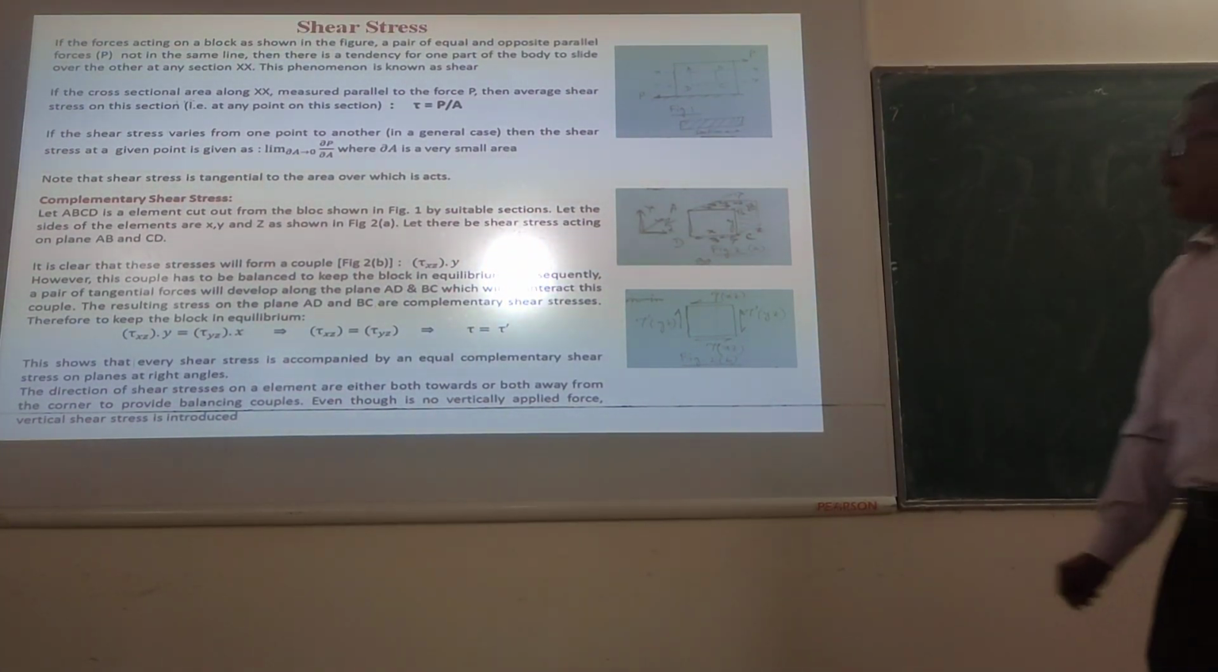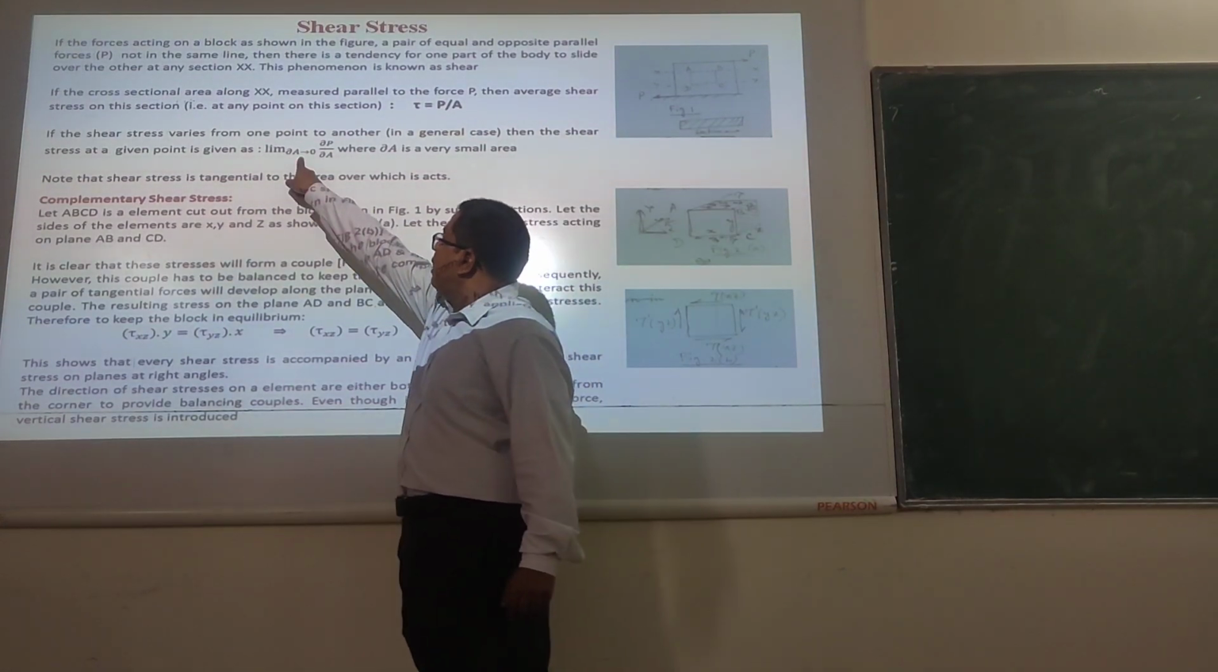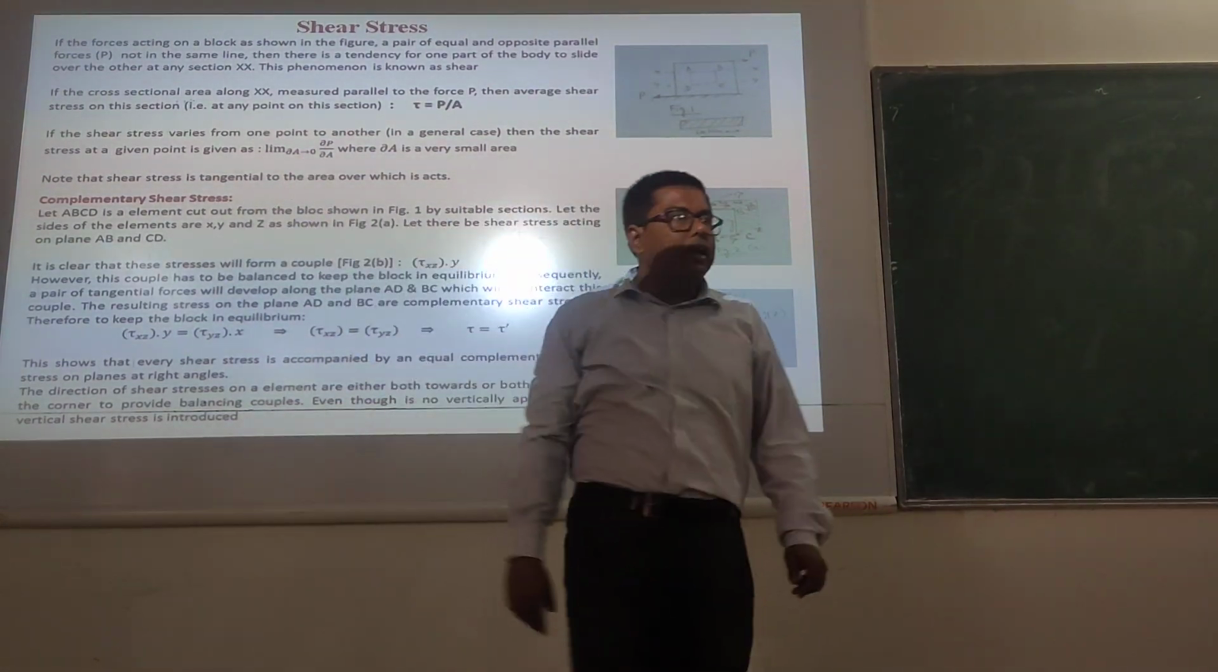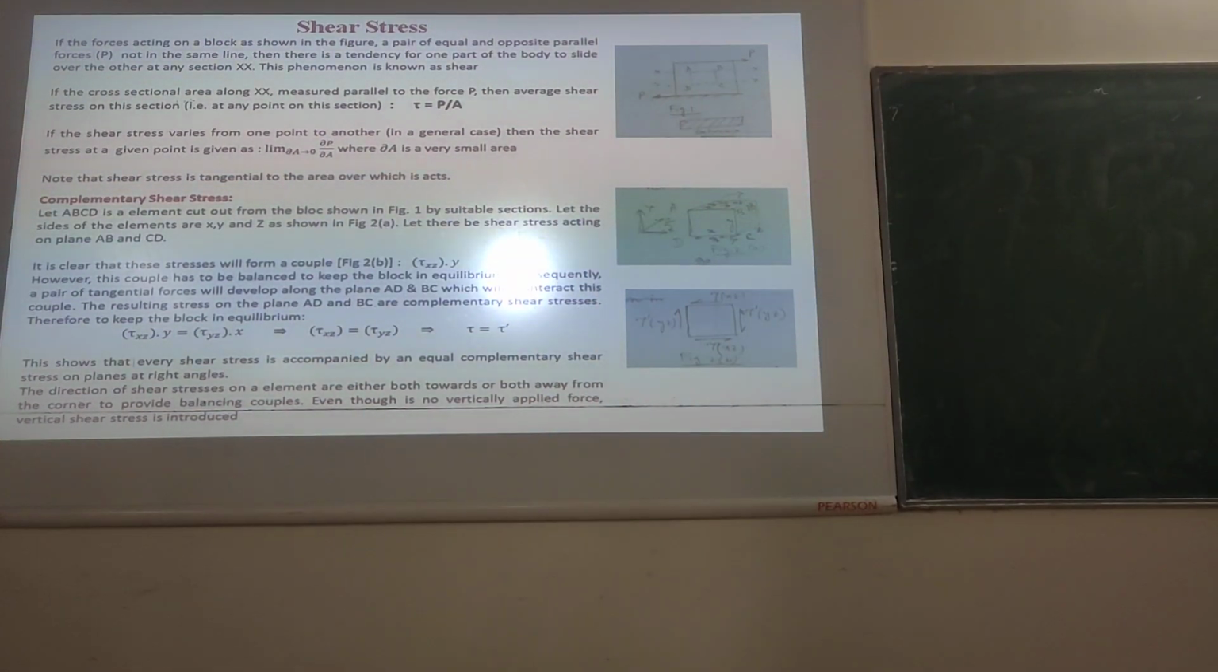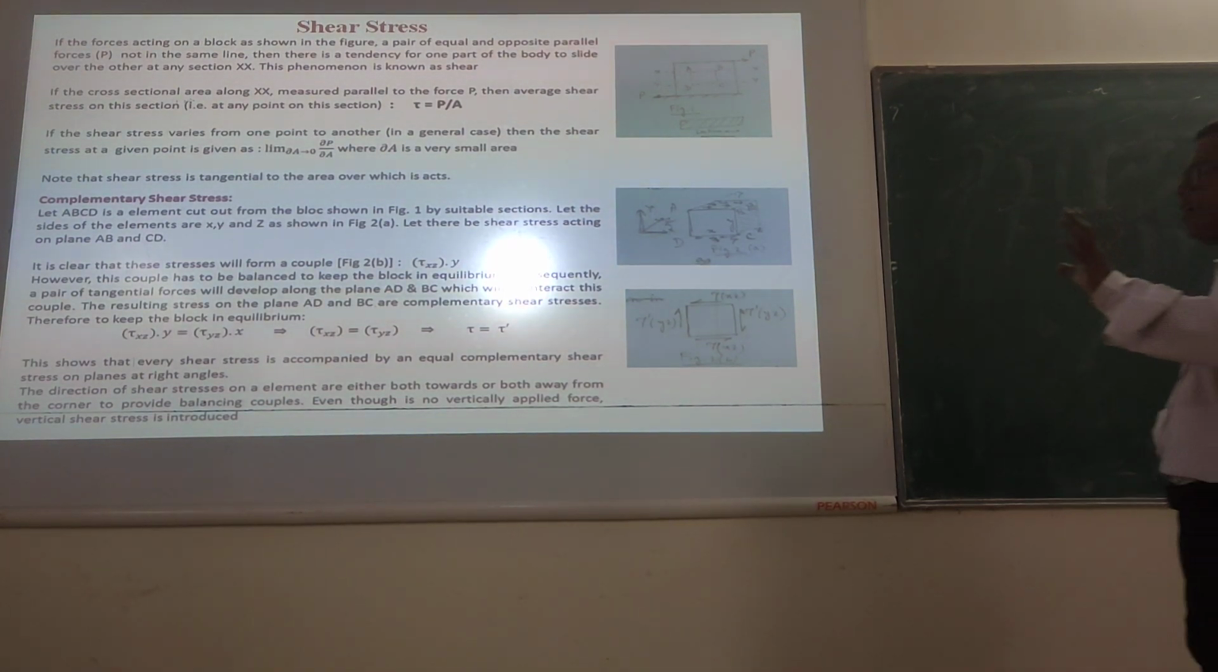Okay? So as delta A tends to 0, it is delta P by delta A. Have you understood? So this is what is actually shear stress. And when this delta P is becoming, because of the two equal and opposite forces acting in the parallel direction, then only it will be called shear stress. Is it clear?